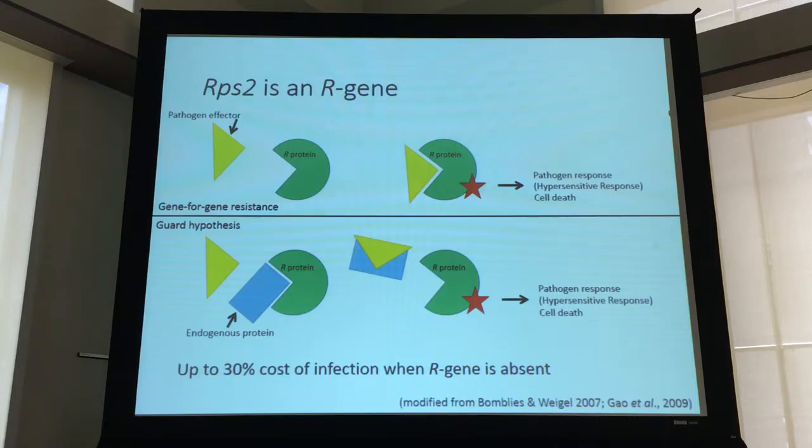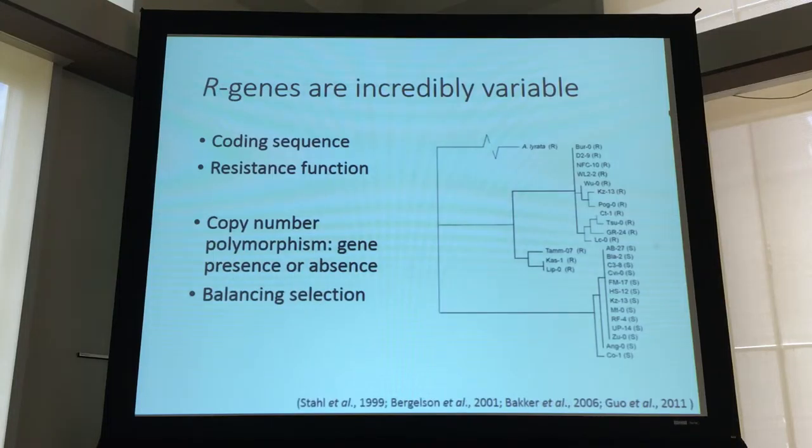R genes are very important components of the secondary immune response in plants, the pathogen-specific response. And the way these R genes work is that they recognize either specific pathogen effector proteins or changes to endogenous proteins caused by these effectors. And then upon this recognition event, R proteins activate this downstream defense response, which is often mediated through this thing called the hypersensitive response, which essentially causes localized cell death and effectively limits the spread of infection through the plant.